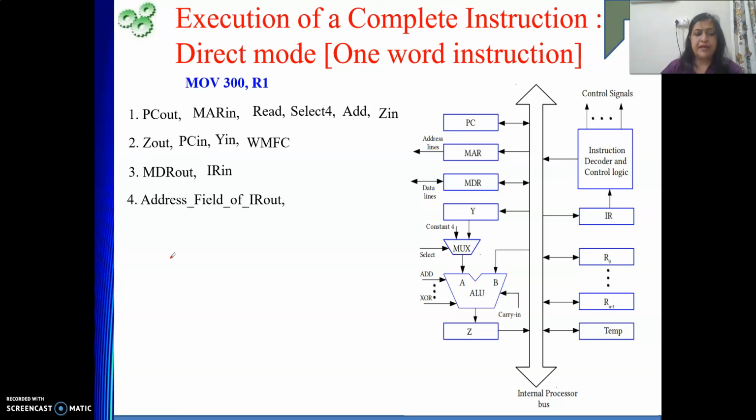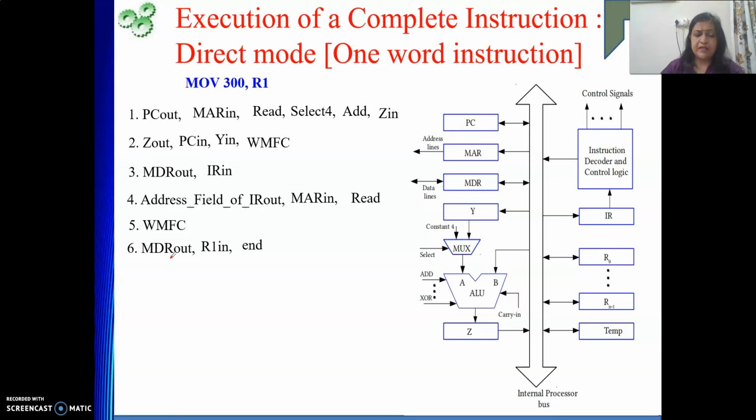That means within that one word, the address will also come along with your opcode and other information. So address field of IR out, because in one part of your IR only the address will be there, and then that address will be given to MAR because I need to get the data from memory, and then the read signal. Then we can't do anything more here, we have to wait till the data comes, and then the data will come in MDR. From MDR it will be given to R1. So this much we need to do for this instruction. Everything is done, so it is end, that means end of this particular instruction. Hope this part is clear.